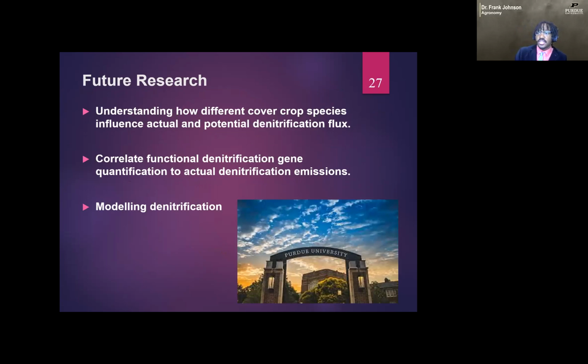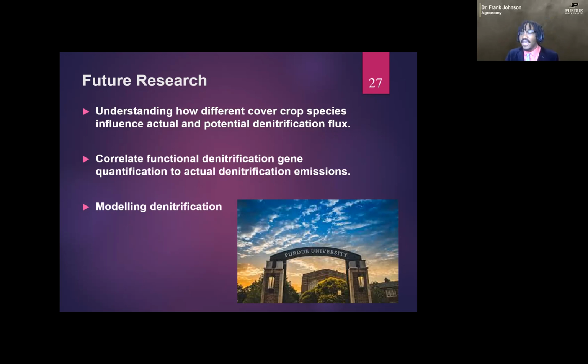Regarding my future research here at Purdue, there are 3 objectives, or 3 main areas that I'm interested in pursuing. First is understanding how different cover crop species influence actual and potential denitrification flux. The literature has been relatively split on these results. Some studies show an increase in denitrification and denitrification potential due to cover crops retaining a lot of the nitrogen in the system. So there are more opportunities for denitrification. And then other literature showed that there was a decrease.